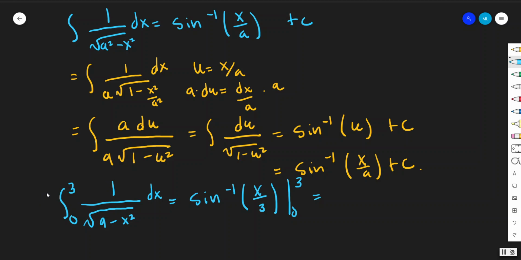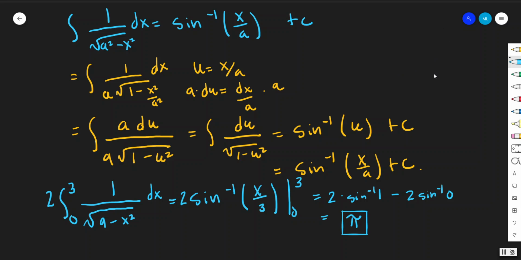So if you want to put a 2 out here so that we're consistent, you would just say that's 2 times sine inverse of 1 minus 2 times sine inverse of 0, and it gives you exactly the same thing, which is still pi.